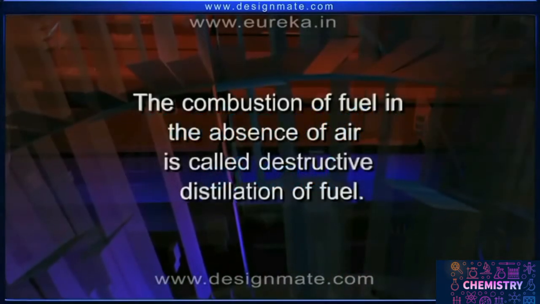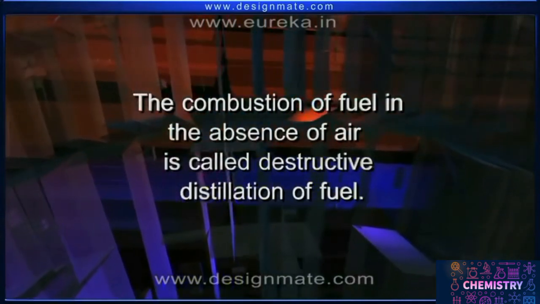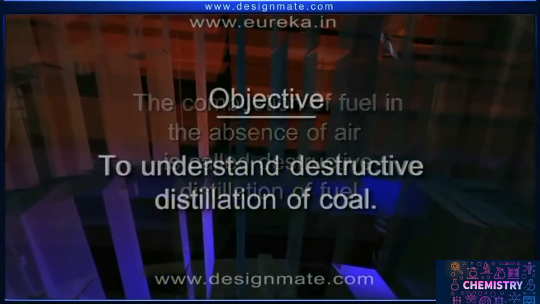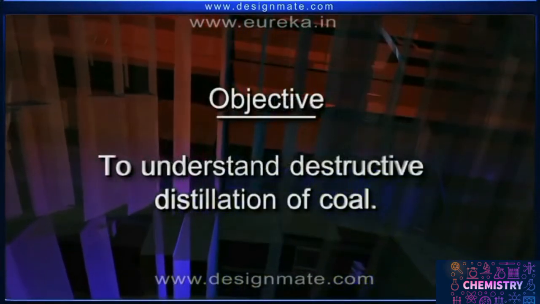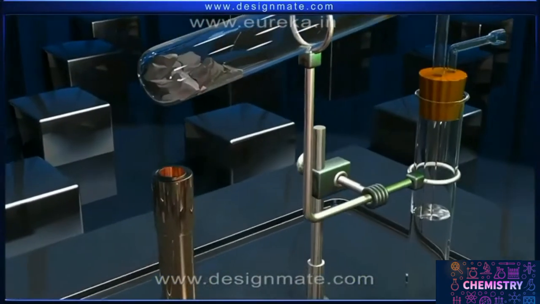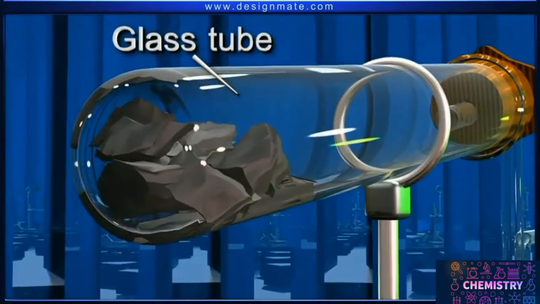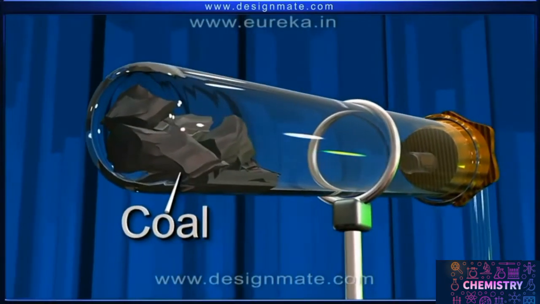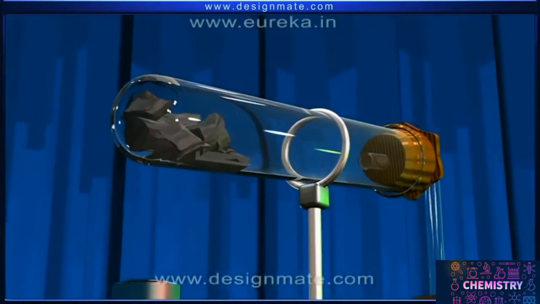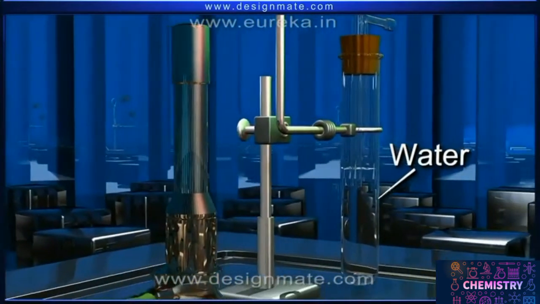The combustion of fuel in the absence of air is called destructive distillation of fuel. Objective: to understand destructive distillation of coal. Arrange the apparatus as shown. The horizontal glass tube contains some crushed pieces of coal, while the vertical glass tube is filled with some amount of water.